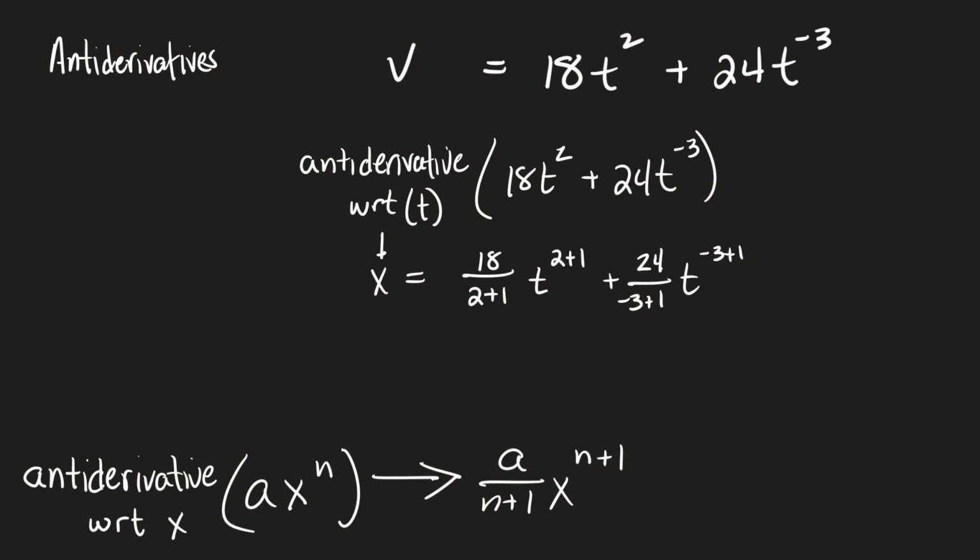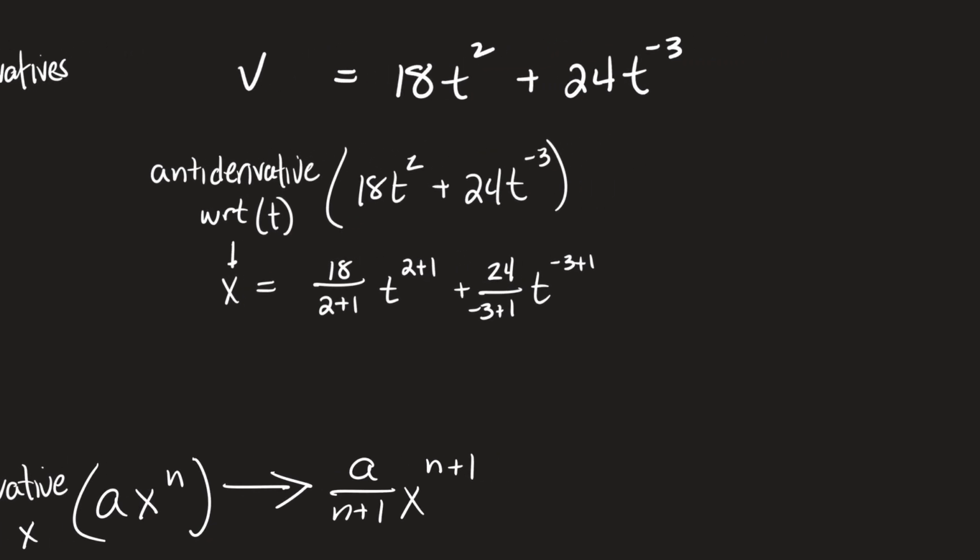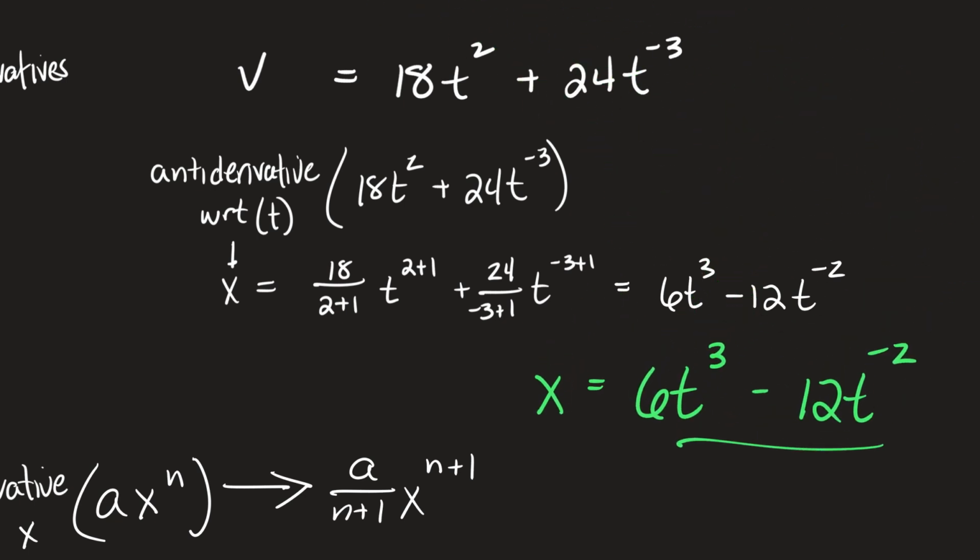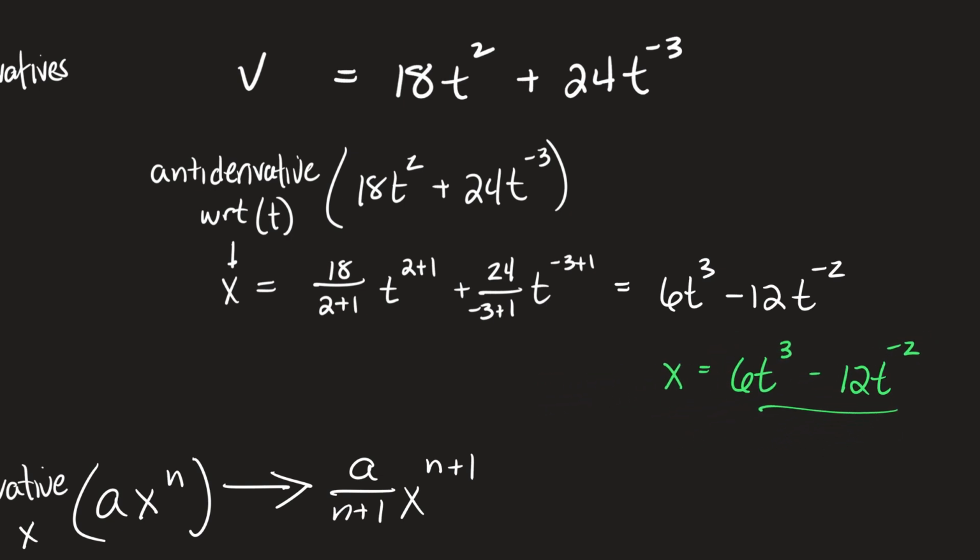Now let's clean this up some. Okay, so this is going to equal, let's see, 18 divided by 3 is 6, t to the third. Let's see, negative 3 plus 1 is negative 2. 24 divided by negative 2 is negative 12, t to the negative 3 power. Well, as luck would have it, I happen to have what we started with. That's what we started with. We did this a few minutes ago.